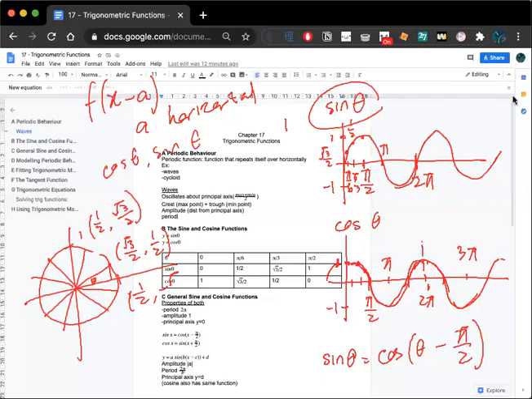I'll just redraw this in another color so it's more clear. Okay, so it's like this. Yeah, this is the other estimate of the cos graph. And then how about cos theta? So cos theta would be sin theta plus pi over 2.